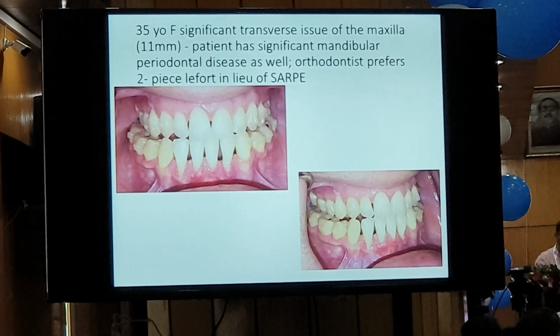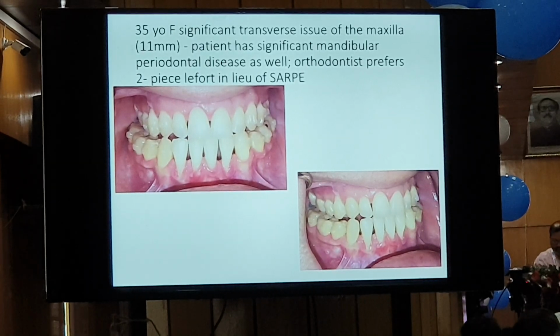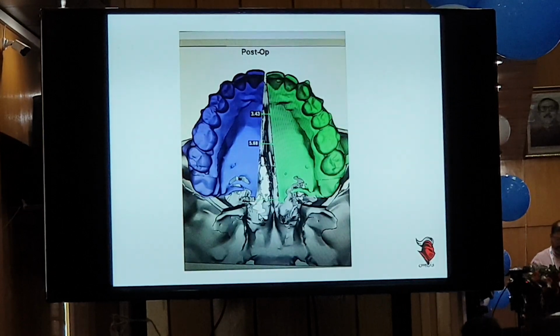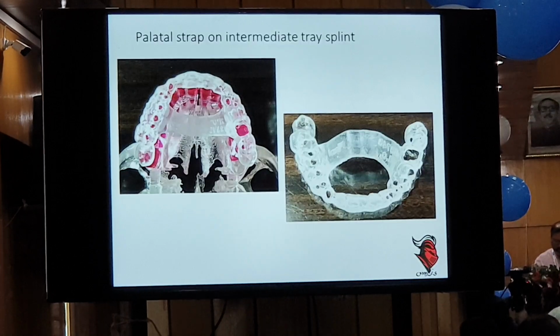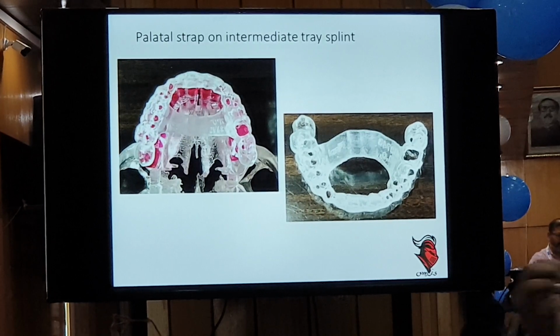Also, you'll note there's significant perio issues. So there's a lot of issues with this case from the get-go. So it was a fairly significant expansion. At the very back, it was over 10 millimeters, and that's a long way to go to expand. So what I had them do is design a very rigid intermediate splint with a large palatal strap to prevent the splint from flexing.